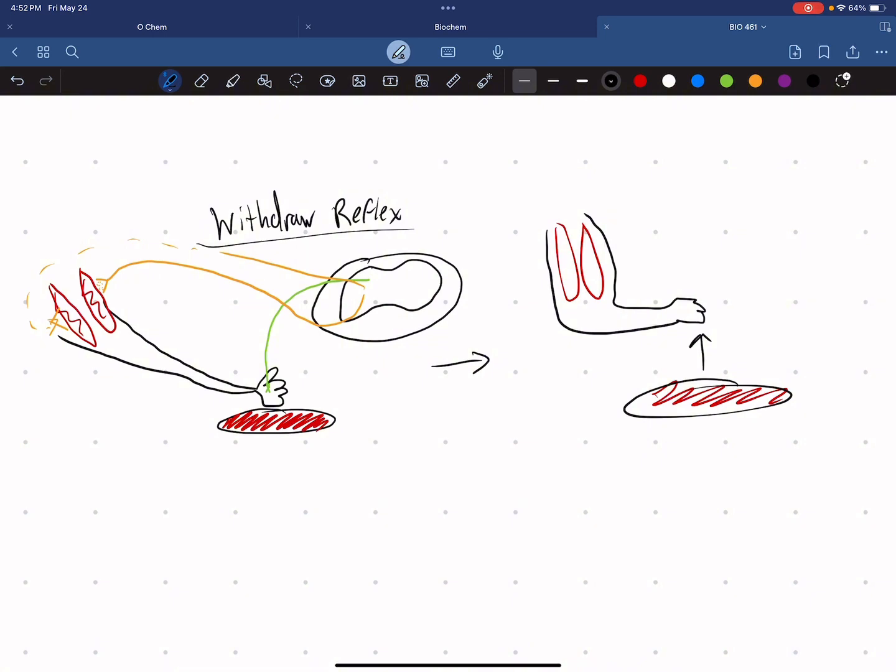Our sensory neurons will travel to the spinal cord and activate alpha motor neurons that will stimulate the flexors and inhibit the extensors, causing the movement of the elbow and movement of the arm away from that stimulus that caused pain.